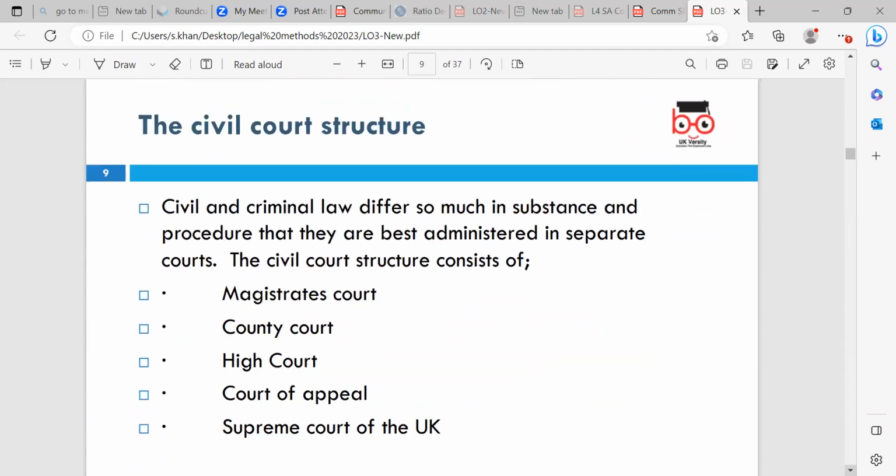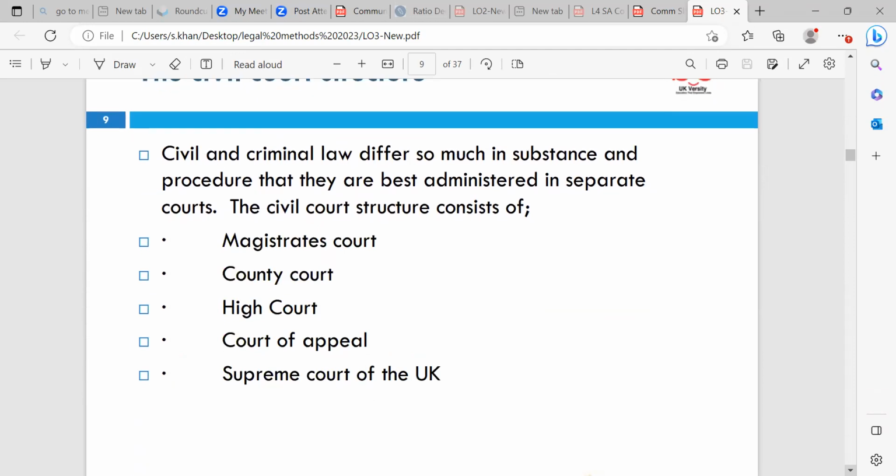The civil court structure. Civil and criminal law differ so much in substance and procedure that they are best administered in separate courts. The civil court structure consists of the magistrates' court, county court, High Court, Court of Appeal, and Supreme Court of the UK.